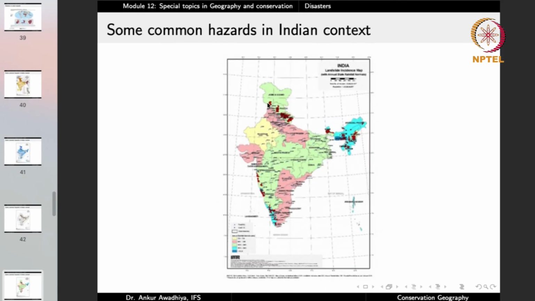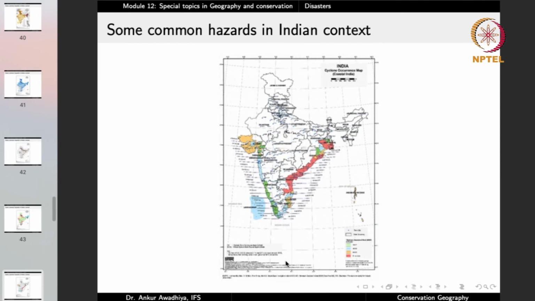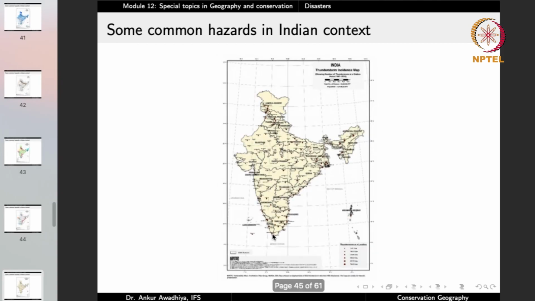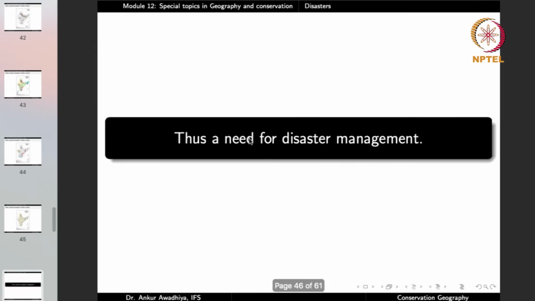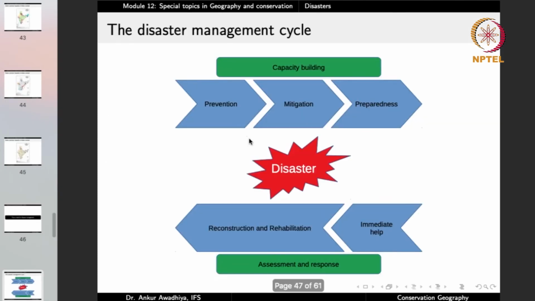If you look at landslides, these are the areas where we have had landslides in the recent past. If we look at the cyclone occurrence, both our eastern coast and our western coast are exposed to cyclones. If you look at thunderstorms, again, most of the areas have had some form of thunderstorm. And thus we have a great need for disaster management. Now, when we talk about disaster management, we can look at the disaster management cycle.